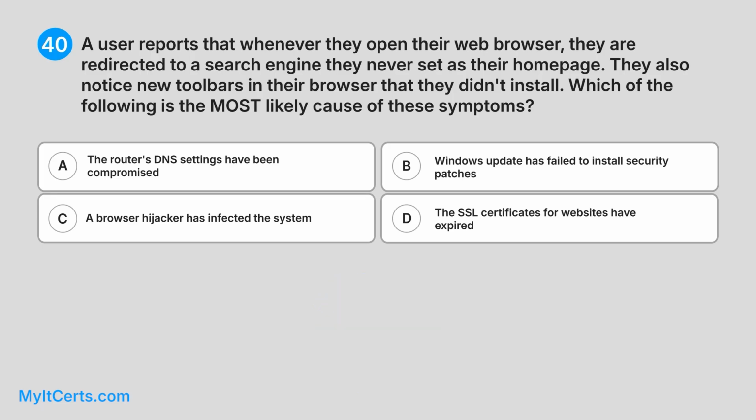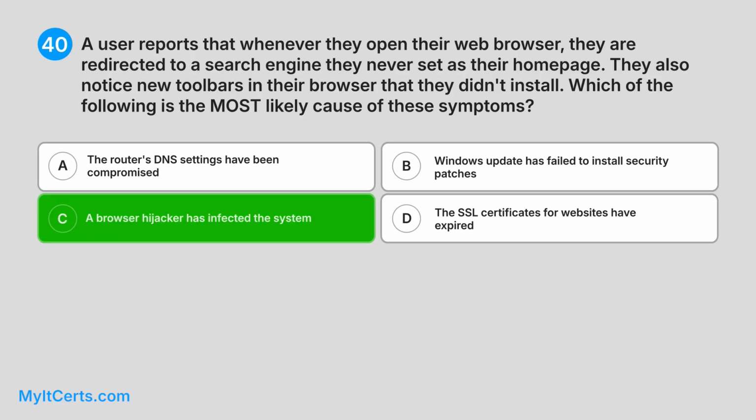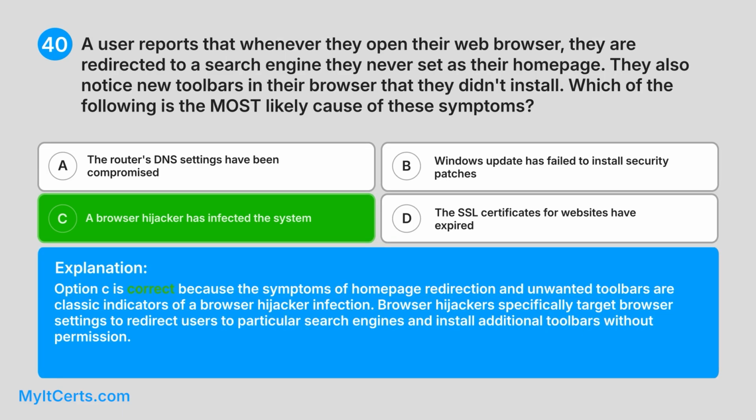Correct answer. C. A browser hijacker has infected the system. Explanation. Option C is correct because the symptoms of homepage redirection and unwanted toolbars are classic indicators of a browser hijacker infection. Browser hijackers specifically target browser settings to redirect users to particular search engines and install additional toolbars without permission.